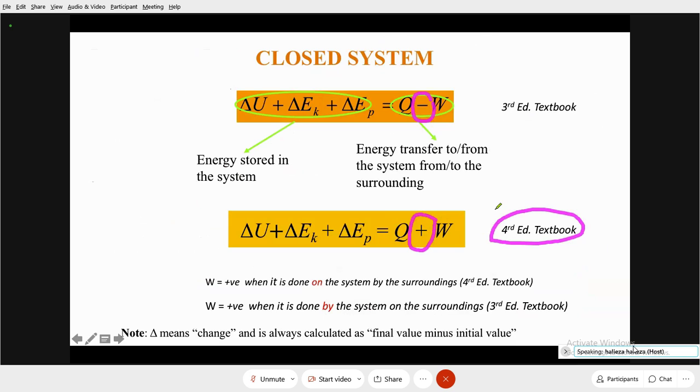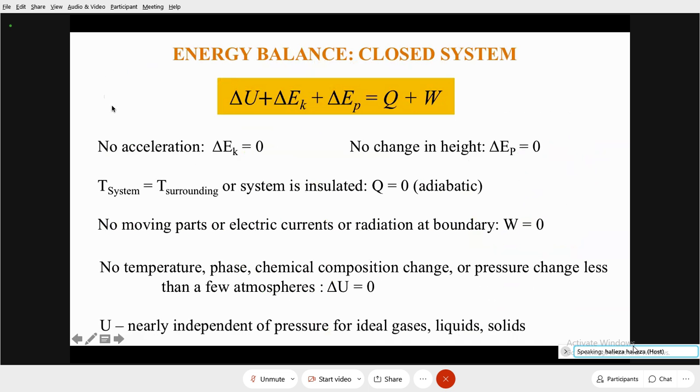Please take note of that, because our sign for work is going to be positive when it is going into the system. Q, or heat, is also going to be positive when it is going into the system. Please remember that you need to really stick to this sign convention so that your answer is the same with how we calculate our energy balance. We're going to stick with the 4th edition. Okay, closed system.